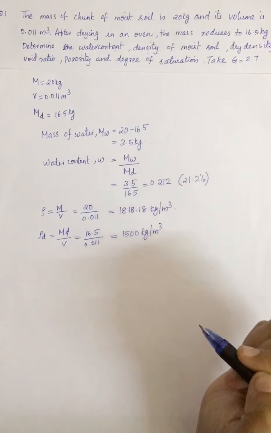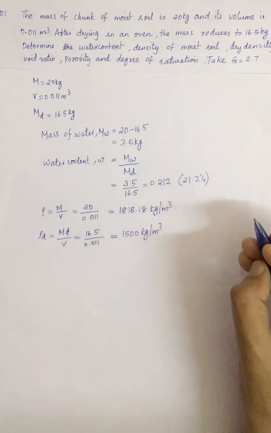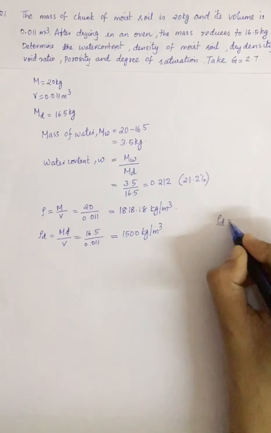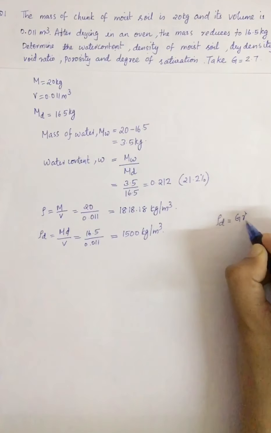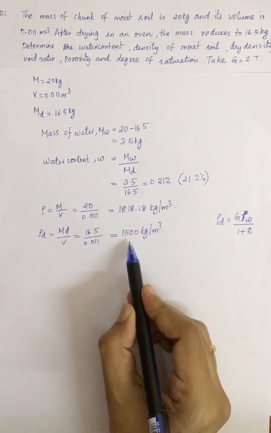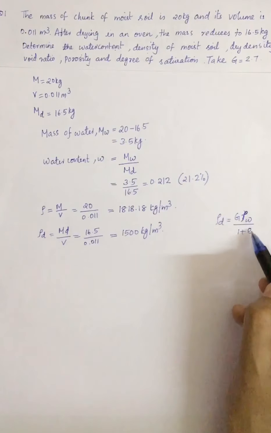And the next term we need to find is void ratio. As we know, the relationship between rho d and void ratio, rho d is equal to G rho w divided by 1 plus E. So rho d is given here. Rho w is a standard value. You can substitute that. For G we already know 2.7. So in this equation, the only term which is unknown is E. So you can find E from this equation.